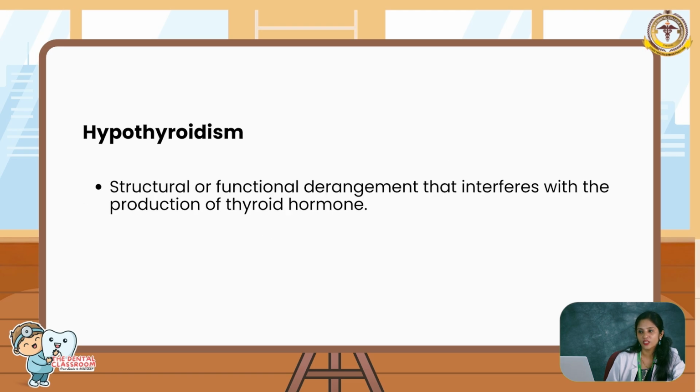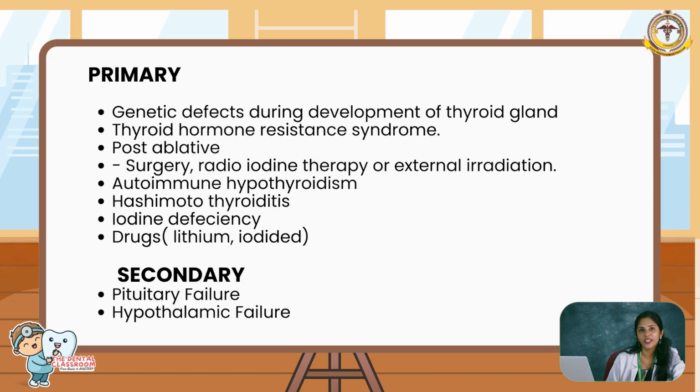Hypothyroidism. What is hypothyroidism? If there are any structural and functional derangements that interfere with the production of thyroid hormone, we call it hypothyroidism, where the T3 and T4 levels will be low in the blood. There are several causes for hypothyroidism. Again we divide it into primary and secondary. In primary there will be genetic defects, thyroid hormone resistance syndromes, autoimmune thyroiditis, iodine deficiency, and drugs like lithium. All of this can cause primary hypothyroidism. Pituitary failure and hypothalamic failure can cause secondary hypothyroidism, which is very rare.